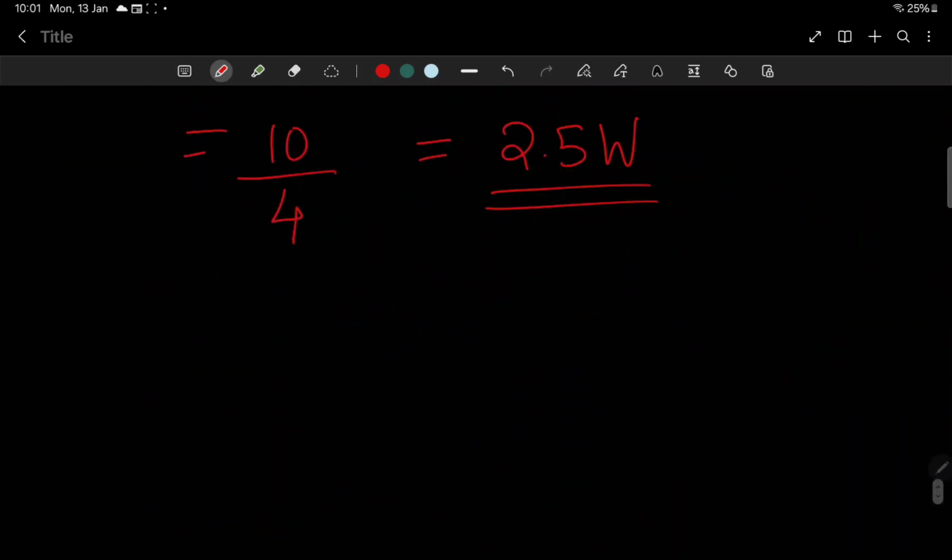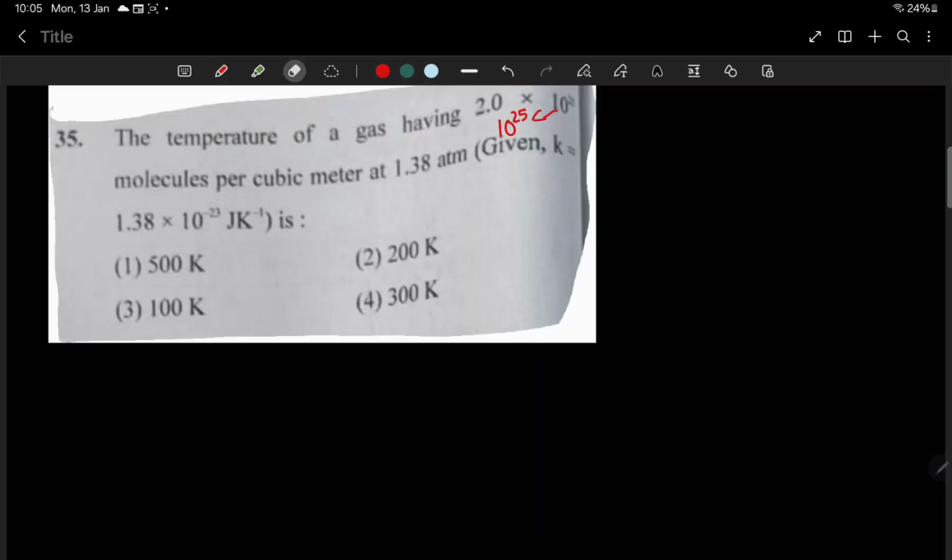Yes. Next question. Yes. This is the next question. That is, the number density of a gas is given as 2 into 10 raised to 25 molecules per cubic meter at 1.38 atm pressure. So we have to find the temperature. So first of all, let us write the ideal gas equation. PV equal to N, that is number of molecules into kBT. So P equal to N by V into kBT.